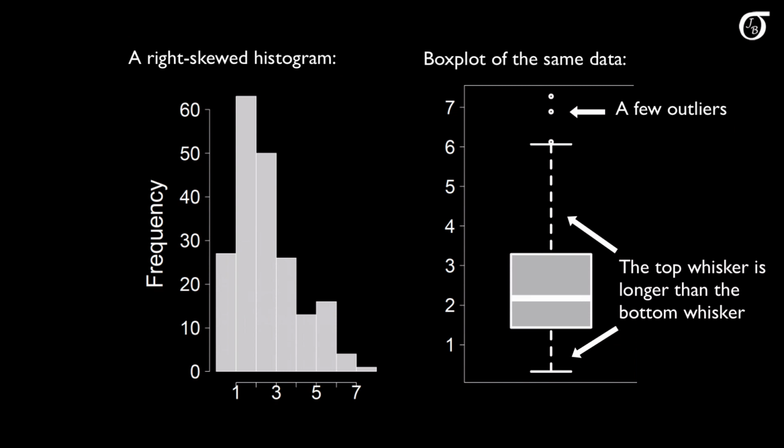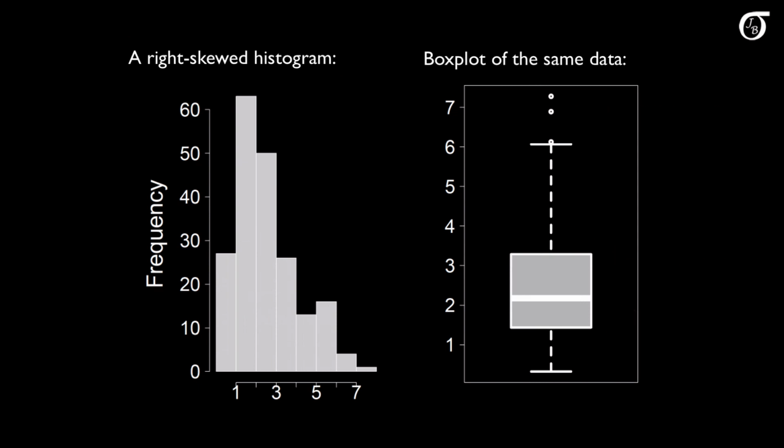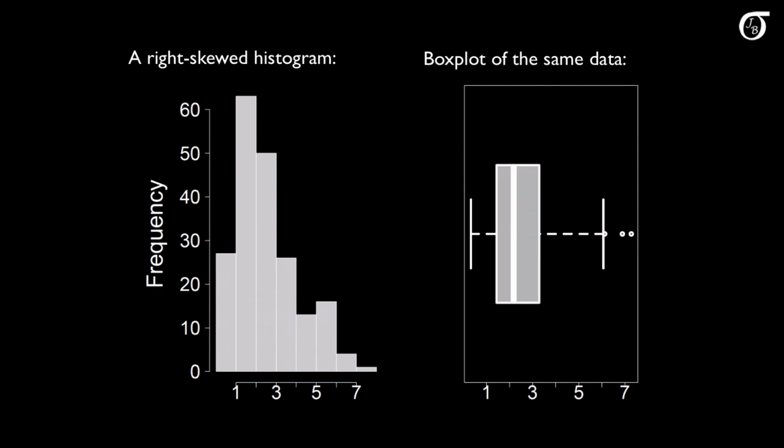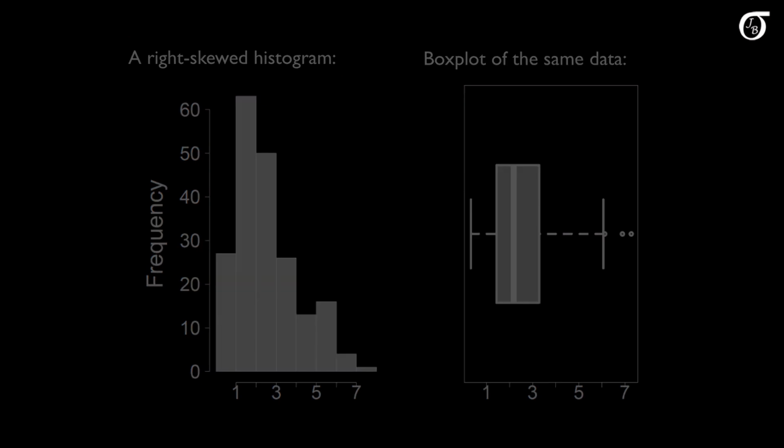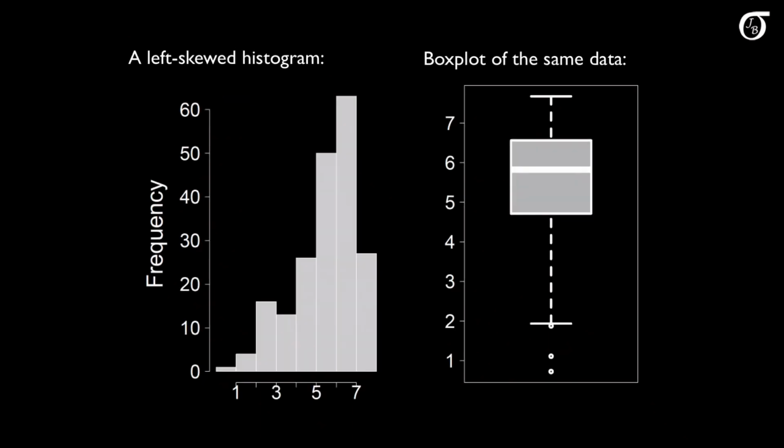It might be a little bit more straightforward to compare them if we rotated the box plot 90 degrees clockwise so we get a horizontal box plot, like this. It looks like the histogram stretched out to the right. And of course, with left skewness, it's in the other direction. Here's a histogram indicating left skewness and the corresponding box plot. We see that the histogram is stretched out toward the left side, and the box plot is stretched out downwards. So box plots can give an idea of the shape of the distribution of the data.